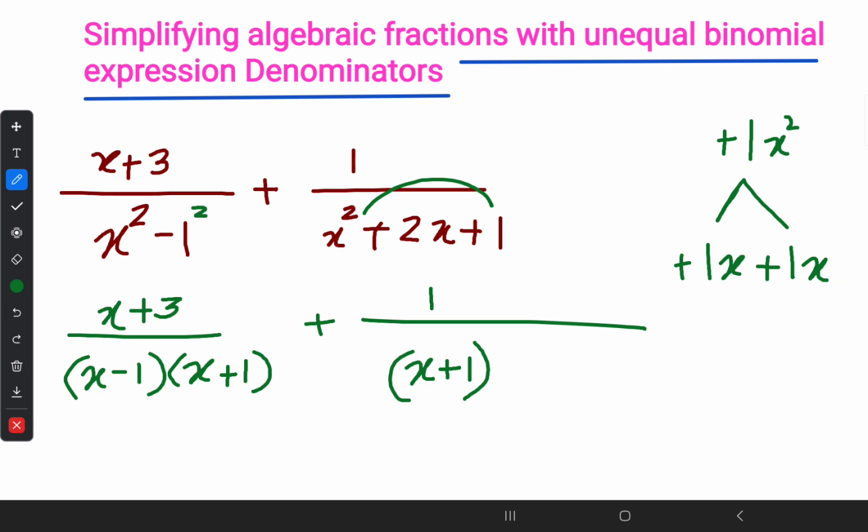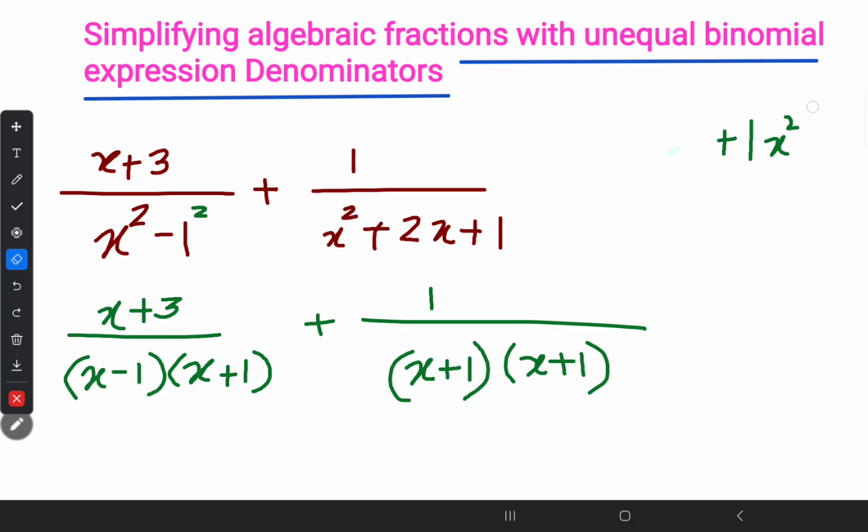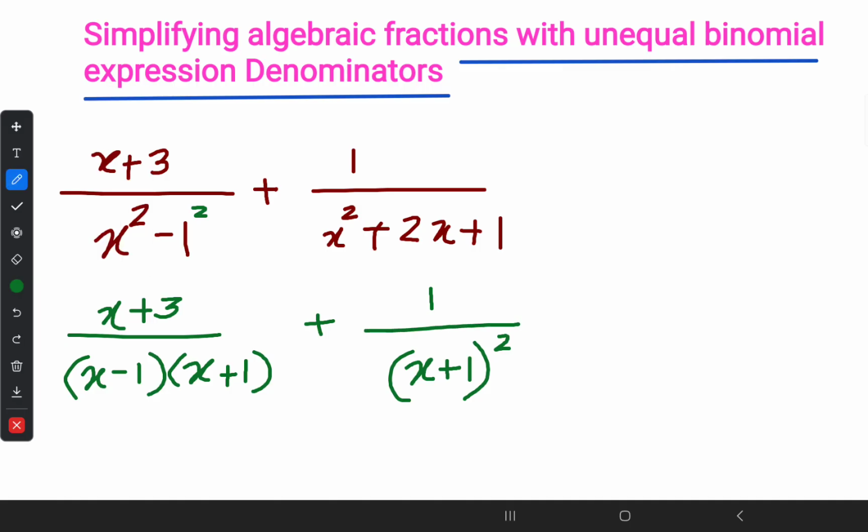So one factor would be x + 1, another factor also x + 1, (x + 1) times (x + 1). That would be the factorization of this quadratic expression. Here also our work is not done yet. I can write (x + 1) into (x + 1) as (x + 1) whole square. This fraction can be indicated as 1 divided by (x + 1) whole square.